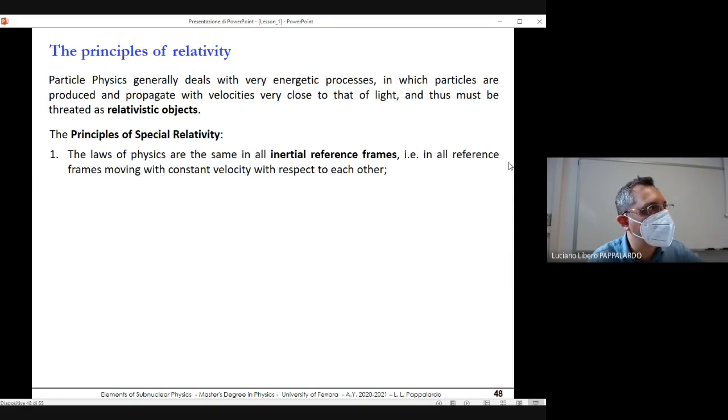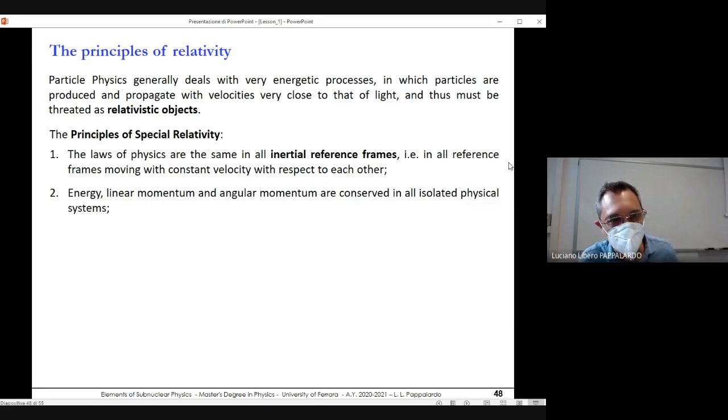So let me just write down the principles of special relativity provided by Einstein in 1905. The first one is that the laws of physics are the same in all inertial reference frames. That means in all reference frames moving with a constant velocity with respect to each other. This is clear and well known. The second is also clear and well known: energy, linear momentum, and angular momentum are conserved in all isolated systems. And you know this very well too. These first two principles are common to classical physics, so to non-relativistic physics.